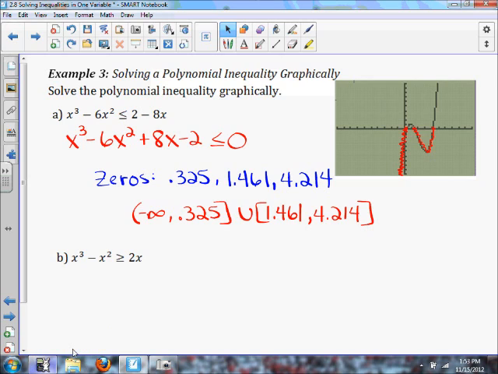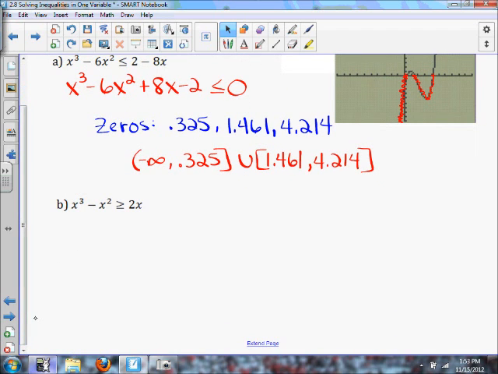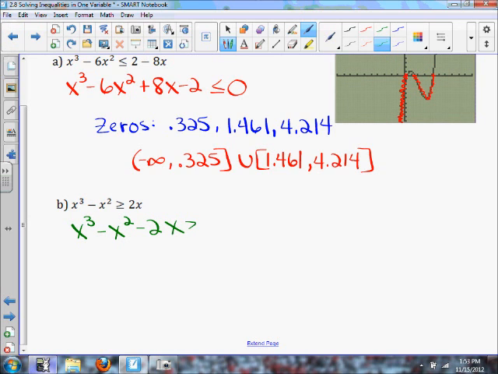Now I'd like you to try problem B. So stop the video, try problem B, find your zeros, and find where it's going to be greater than or equal to 0. So what you should have done in problem B, you should have moved your 2x to the other side. We want to see where this is greater than or equal to 0.